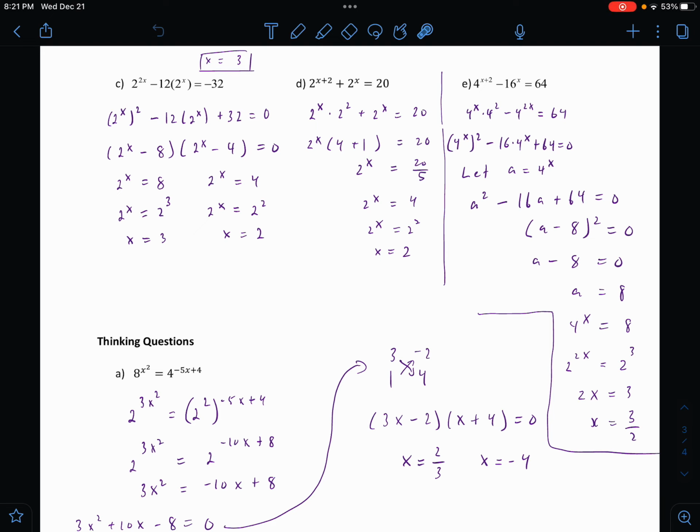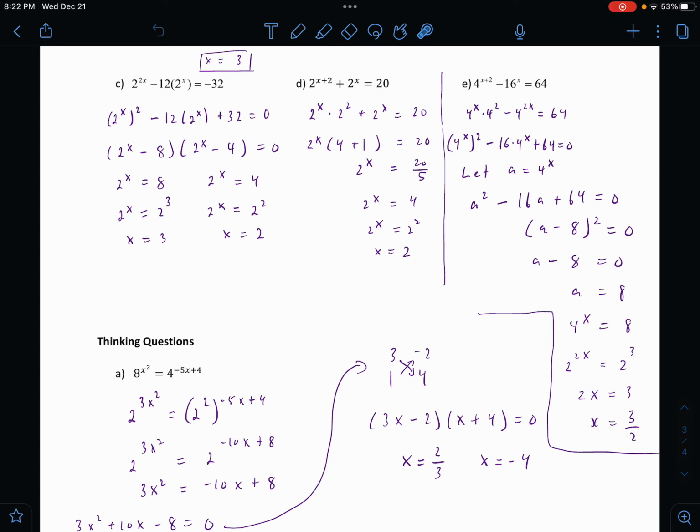And so now we can use replacement. We can replace 4 to the exponent of x with a, just to make this easier to look at, turn it into a simple trinomial. We can factor this simple trinomial. It's a perfect square trinomial. So it ends up being a minus 8 squared is equal to 0. We square root both sides and end up with a minus 8 is equal to 0. Move the 8 to the other side. Bring back the 4 to the exponent of x. So we have 4 to the exponent of x is equal to 8.